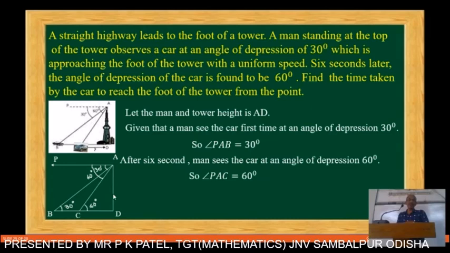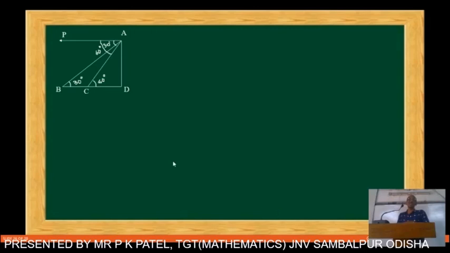Exactly the same. So if this is 30 degrees, angle ABC is also 30 degrees. If the second depression is 60 degrees, then this angle is also 60 degrees here. PAB equals ABD, that is 30 degrees, and PAC equals ACD, that is 60 degrees. And taking this figure, we are solving to find the time taken to reach the foot of the tower.